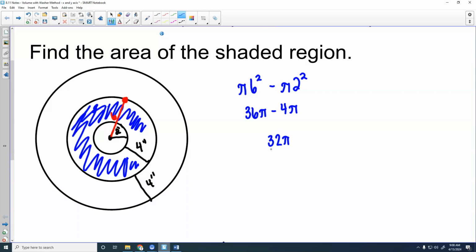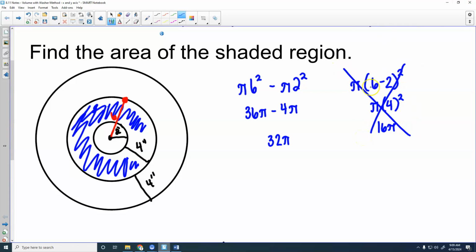All right. So, let me ask you a question. Could I do it this way? Okay. That's not going to give you the same answer, right? I can't subtract the radii there. I can't do pi times 4 squared. That's going to give me 16 pi, which is not the correct answer there.